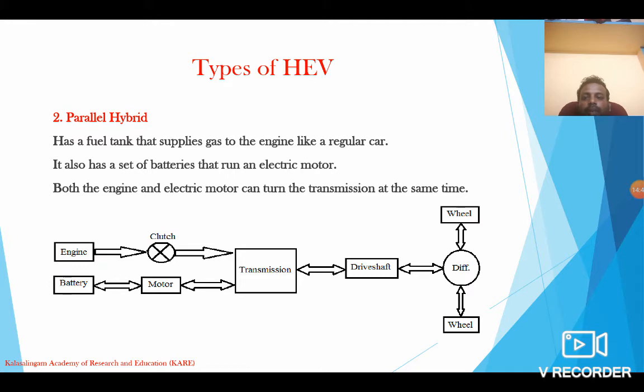The second one is the parallel hybrid vehicle. Here also you have the same components. The only difference is that in the parallel hybrid vehicle, the vehicle has two power sources, the engine as well as the battery. In this case, the battery is used to propel the vehicle alone, right? It doesn't help to recharge the battery. So that is the only difference between series and parallel.